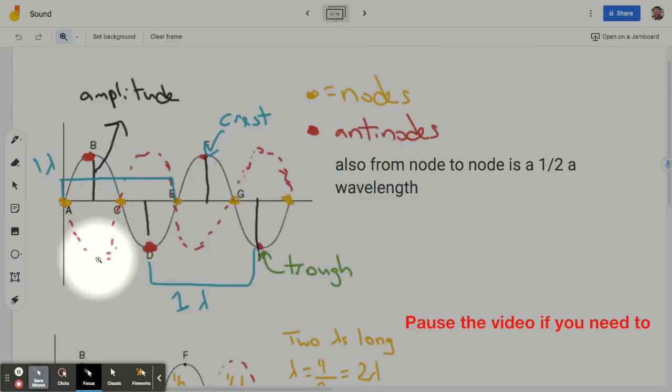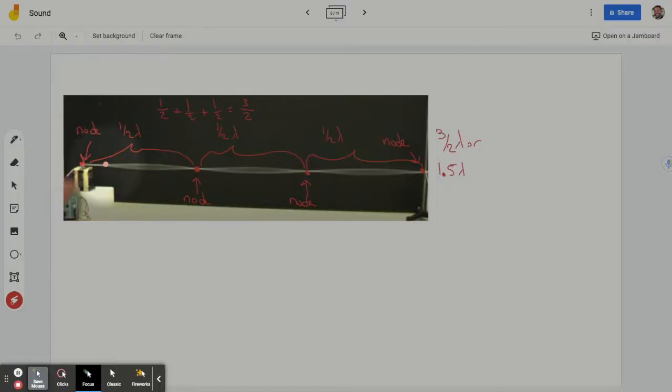The reason I don't count these here as antinodes as well is because these dotted lines are representing a standing wave going back and forth. So this is called a standing wave. The reason it's called a standing wave is it looks like it's standing still and it's playing in real time. Remember, it's a periodic wave. It's going over and over and over again.